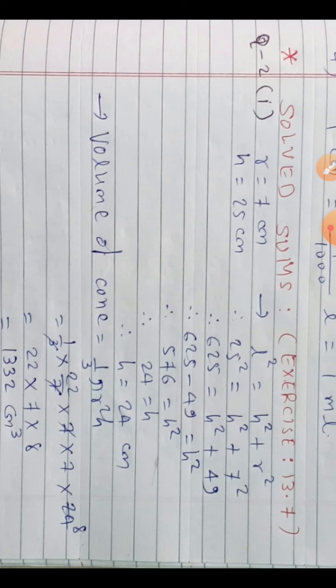In the initial stage I already told you to remember squares of positive integers up to 25. So you have to remember all the squares of numbers 1 to 25. Then you know easily that the square root of 576 is nothing but 24. Now we can find volume.